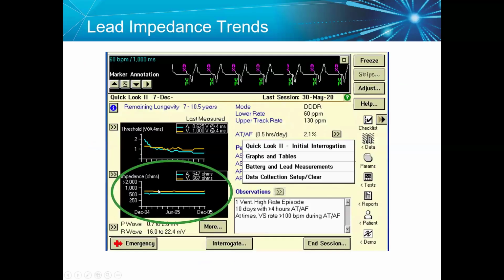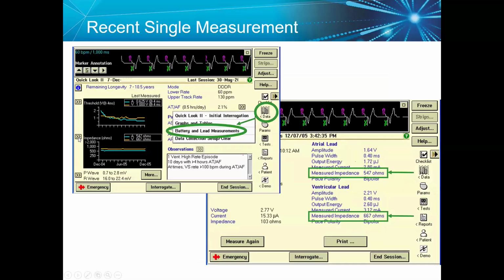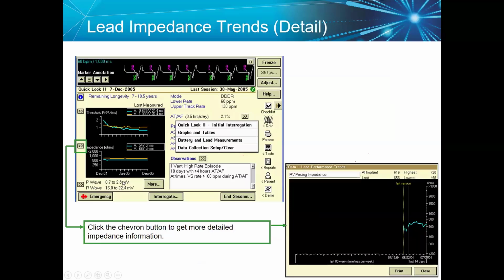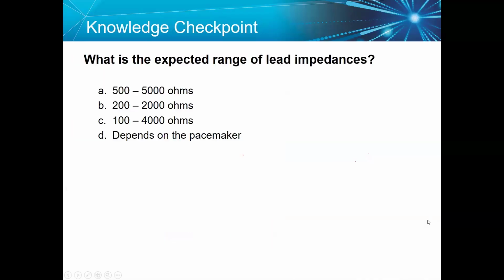Here, the lead impedance trend in Medtronic. Okay, here impedance Atrium 547 and Ventricle 667. How will we go for the trend from here? From this battery and lead measurement impedance screen, we can also go through it, and the trend from here. From this arrow, we click on this arrow, and this will give you the trend. And we see here in the trend that it is stable between 600 and 800 ohms.